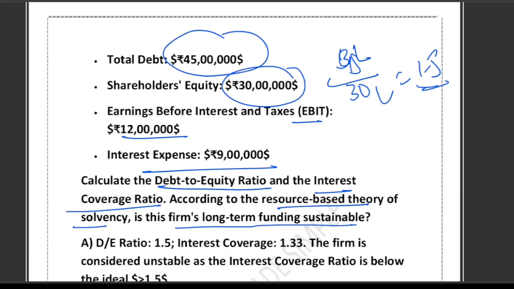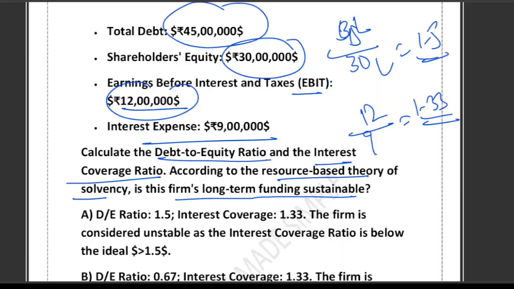And what does the resource based theory of solvency say? It says that a firm must generate sufficient internal resources not just to pay today's obligations but to withstand shock and instability. Even though interest is covered, the margin of safety is very weak, making long-term funding unsustainable. So option A says DER is 1.5 exactly, ICR is 1.33, firm is considered unstable. Yes, so A is correct.